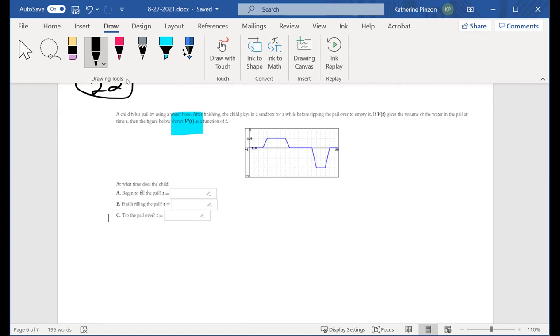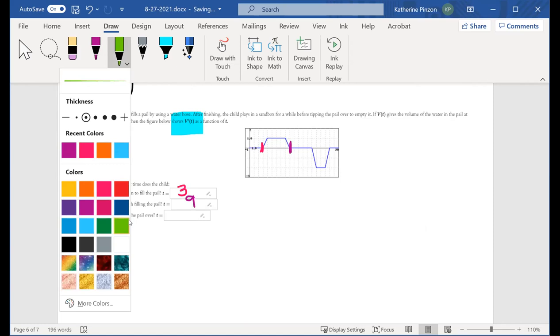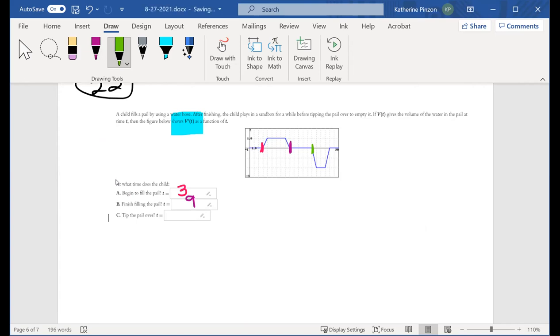Okay, so when does he begin to fill the pail? Right there at t equals 3. When does he finish filling the pail? Yeah, when it stops being positive, right here at 9. And when does he tip the pail over? When the volume starts to come out, right? When the rate of change is negative, he's pouring water out of the pail. So all of these places below the x-axis, when he's pouring water out of the pail, and he starts right here at 10, 11, 12, 13, 14, it looks like.